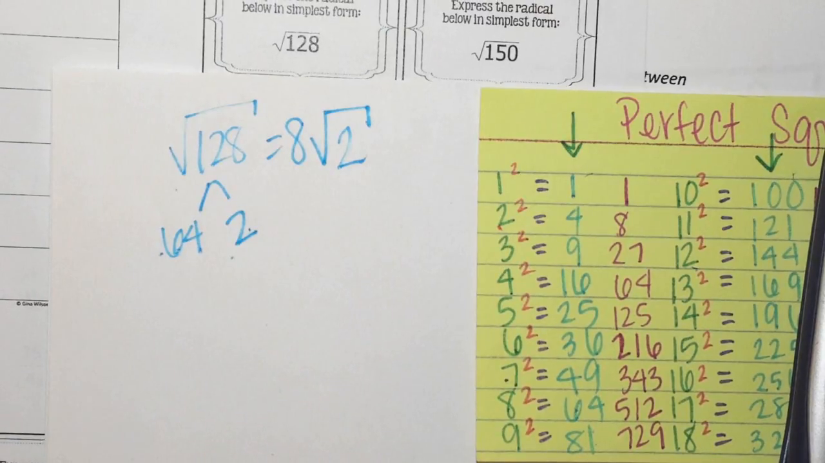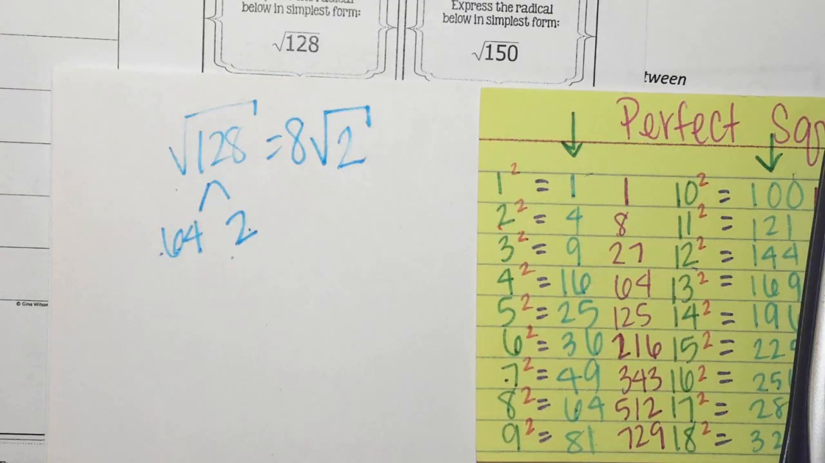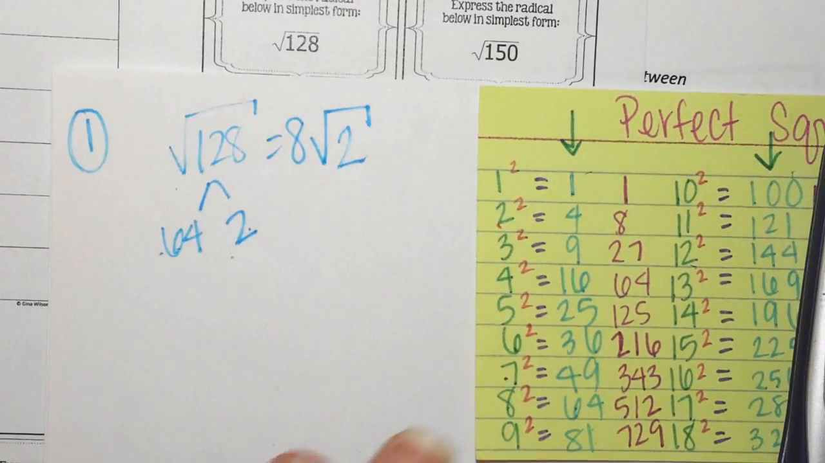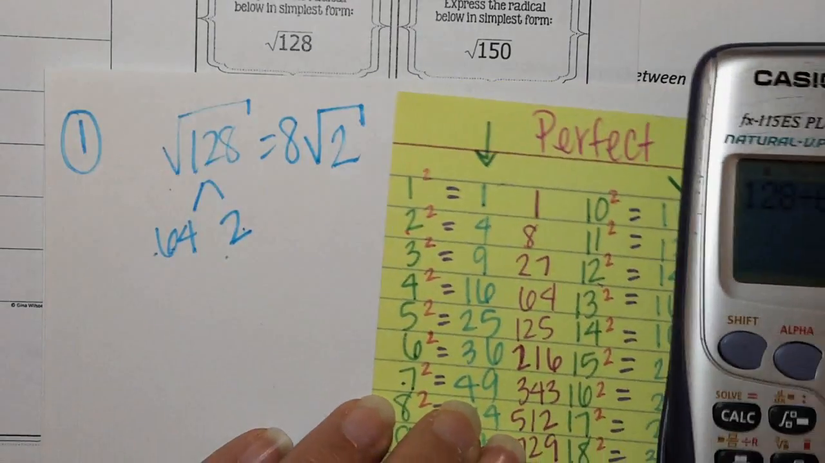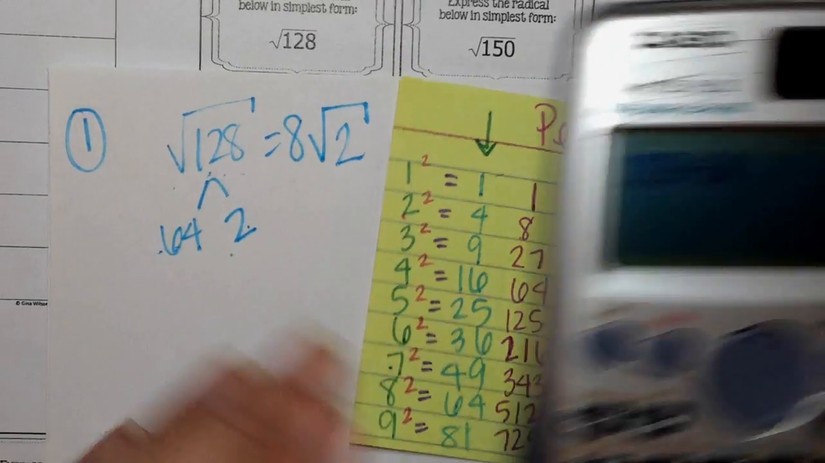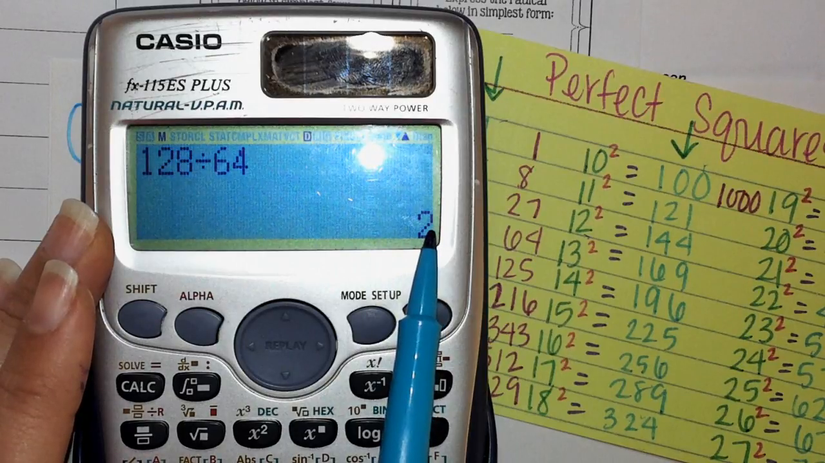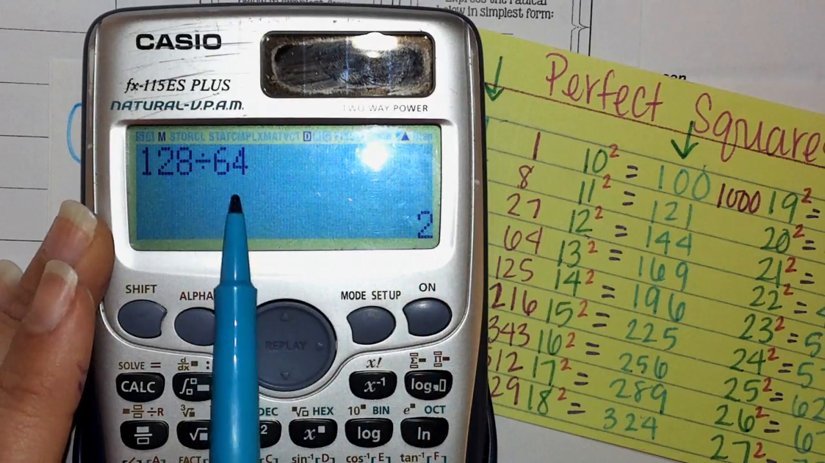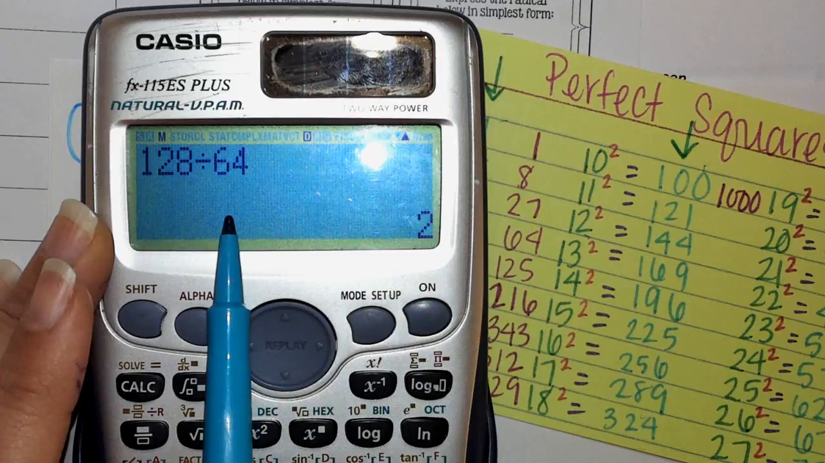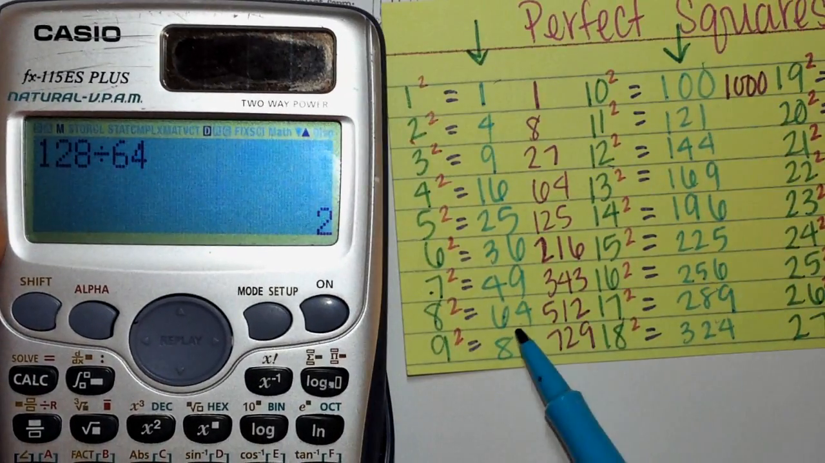Does everybody understand how I did that one? What don't you understand? Okay, again, are you ready to listen? Alright, so I picked the biggest perfect square that divided into this evenly. So when I did 128 divided by 64, I got 2, because it's the biggest perfect square that goes into it evenly.